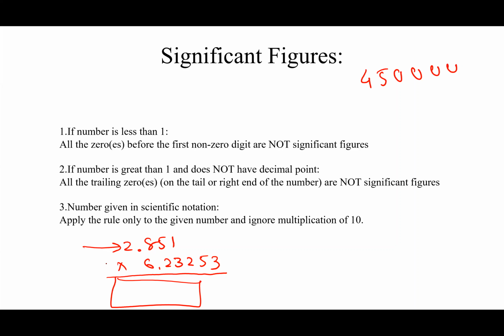For example, the number that you have, which is 2.851, if I'm going to ask you how many significant figures are there, what you can say, the significant figures are 4. It simply means how many digits do you have in this number. So it's 1, 2, 3, and 4.